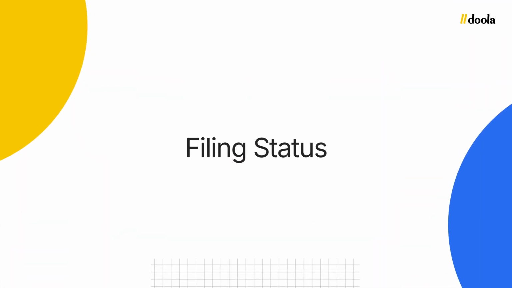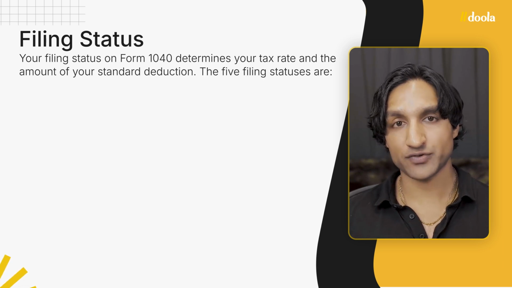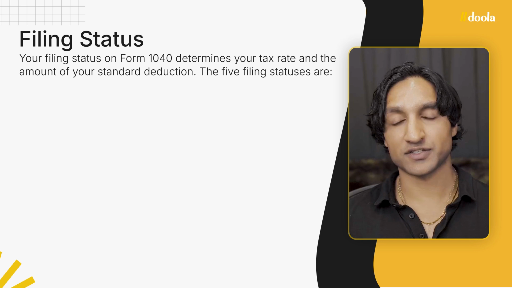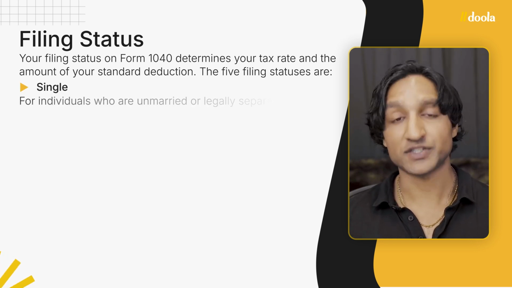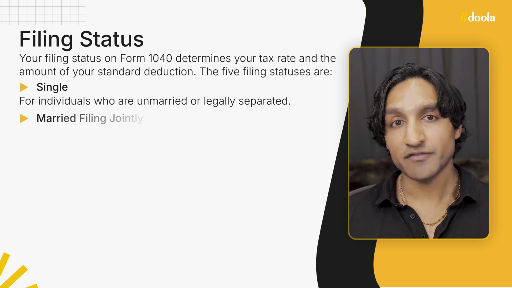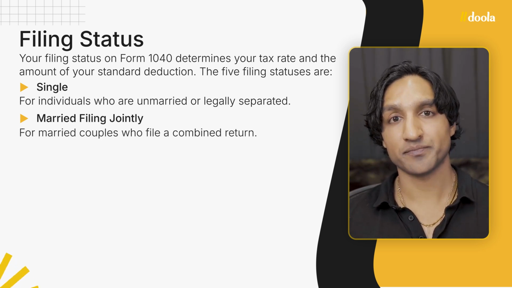Filing status. Your filing status on Form 1040 determines your tax rate and the amount of your standard deduction. The 5 filing statuses are single. This is for individuals who are unmarried or legally separated. Married, filing jointly. This is for married couples who file a combined return.